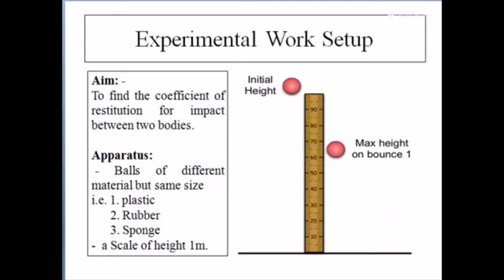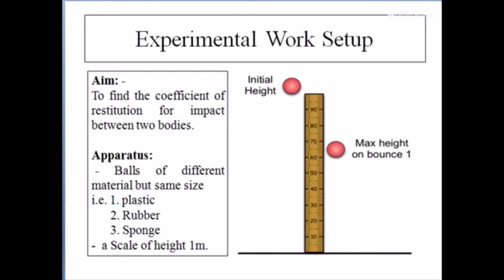So let us get into a very simpler understanding experimental work setup. We are going to understand this concept of restitution via this example. What is the aim of today's experiment? It is to find the coefficient of restitution for impact between the bodies. Now we are going to prepare this kind of assembly. What will be the assembly?